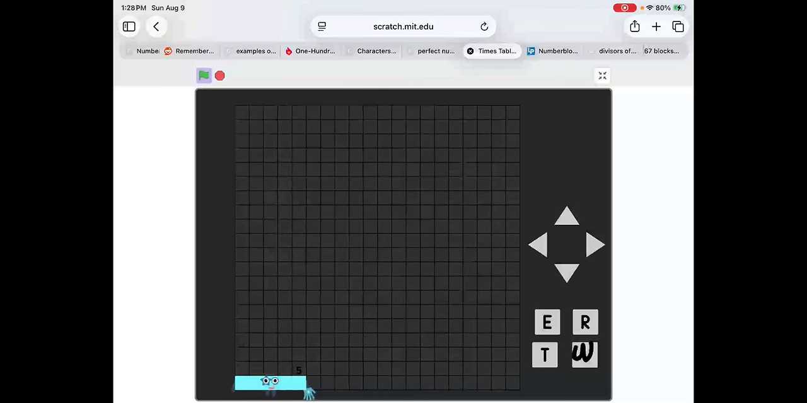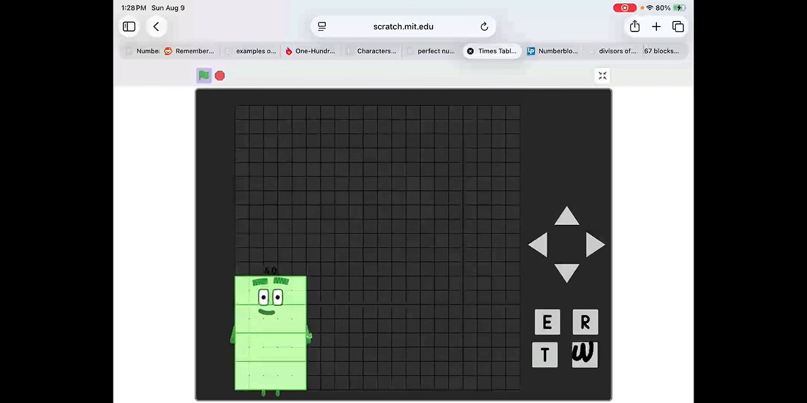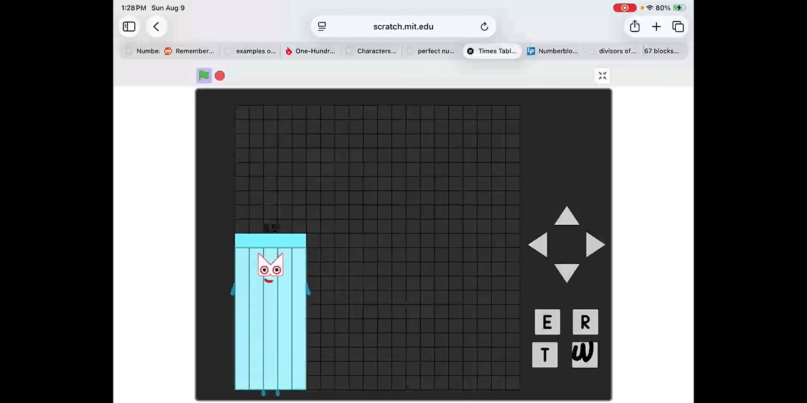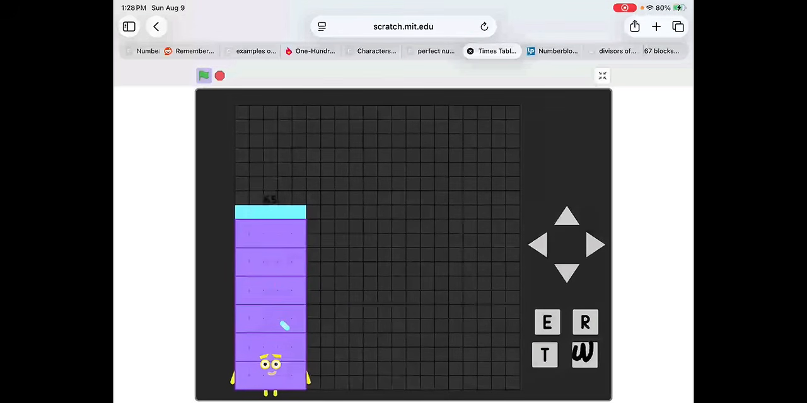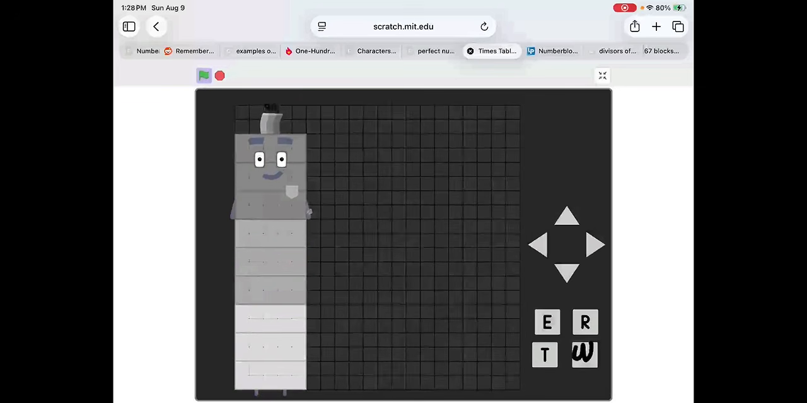Next, you might have seen this before, but the 5 times table. This is easy. Now we're just going to count by 5s. Here we go. 5, 10, 15, 20, 25, 30, 35, 40, 45, 50, 55, 60, 65, 70, 75, 80, 85, 90, 95, 100.